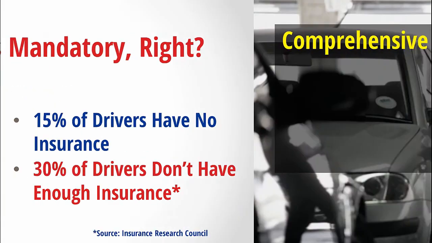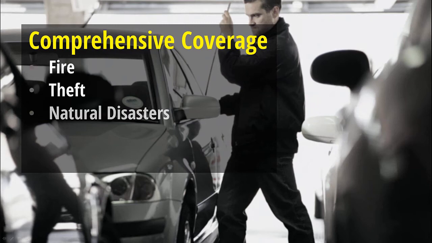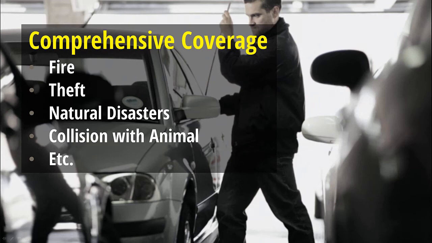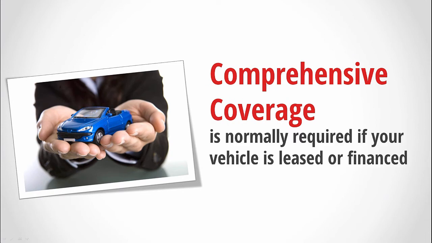The next type of coverage is what's known as comprehensive coverage. This type of coverage protects you from losses that result from fire, theft, falling objects, riots, storms, earthquakes, floods, and even when there is a collision with a bird or animal. And another way to think of comprehensive insurance is that it applies when there's no accident involved. Comprehensive coverage can also include car theft insurance if your vehicle is stolen or vandalized. It's important to note that comprehensive coverage is normally required if your vehicle is leased or financed.